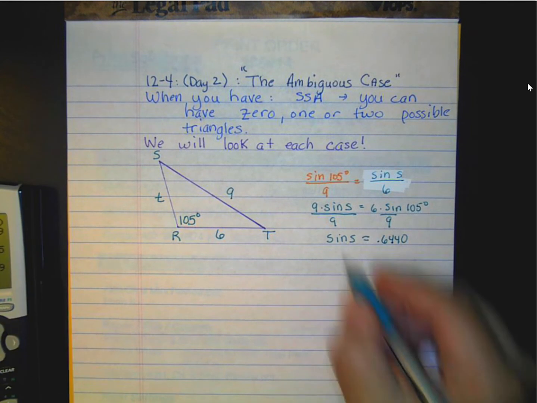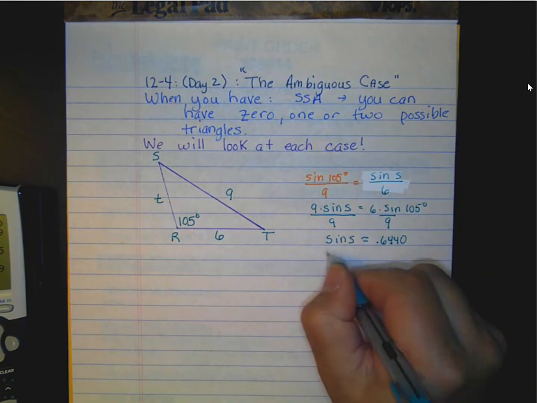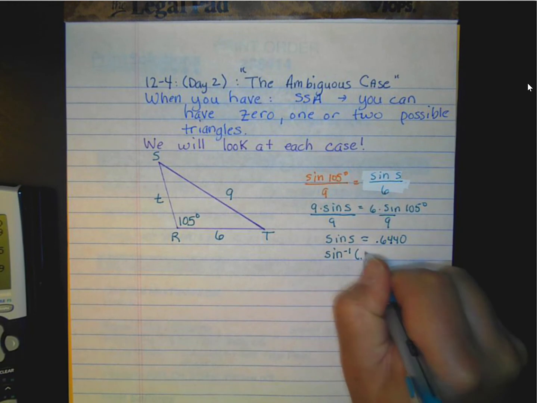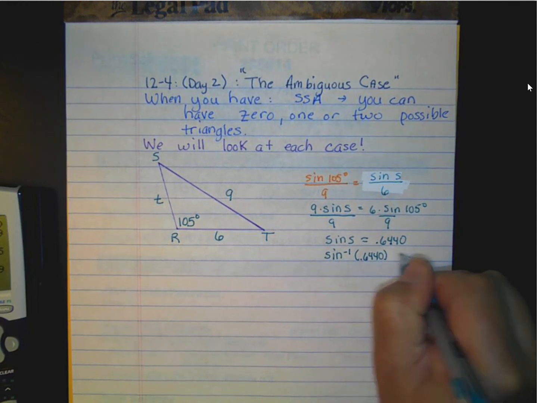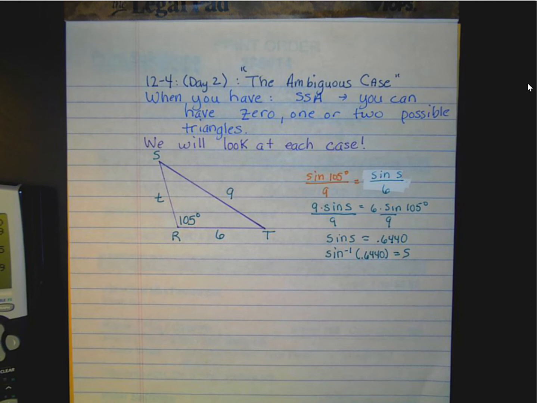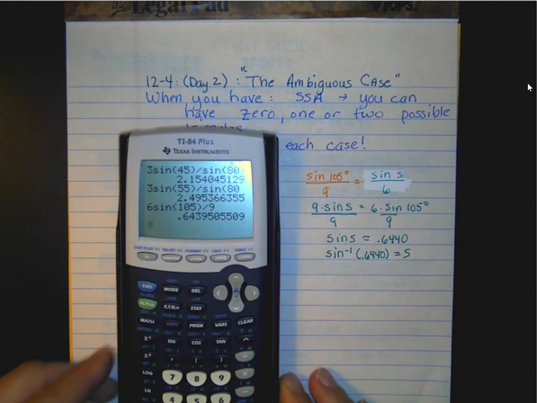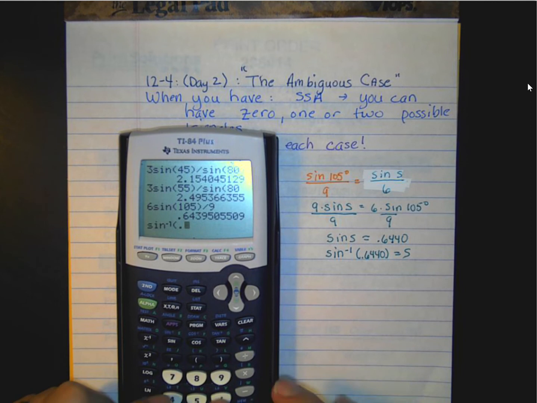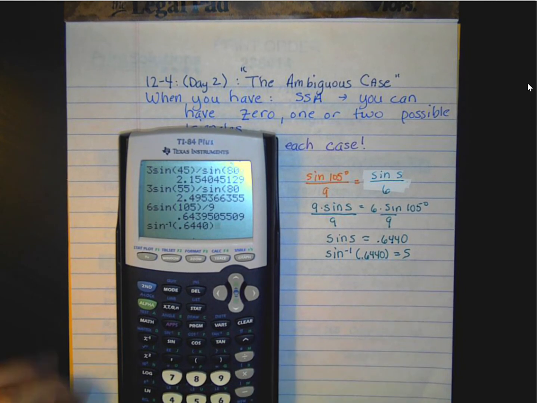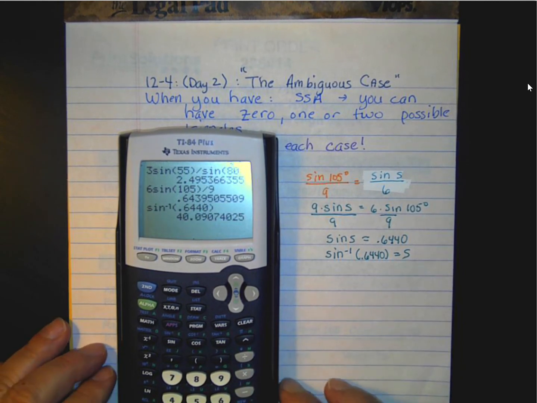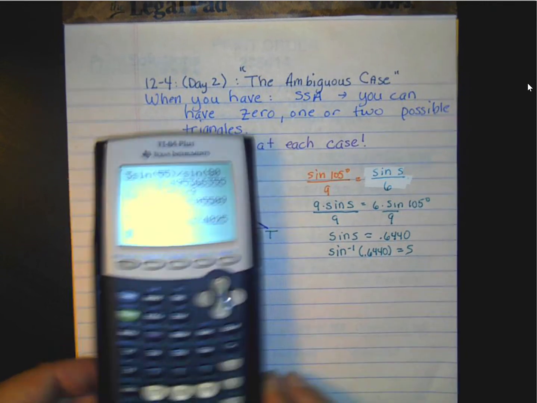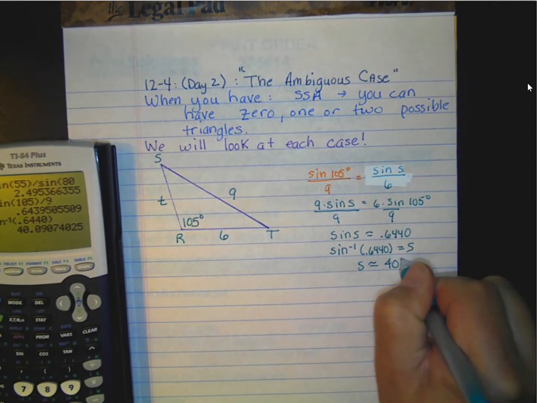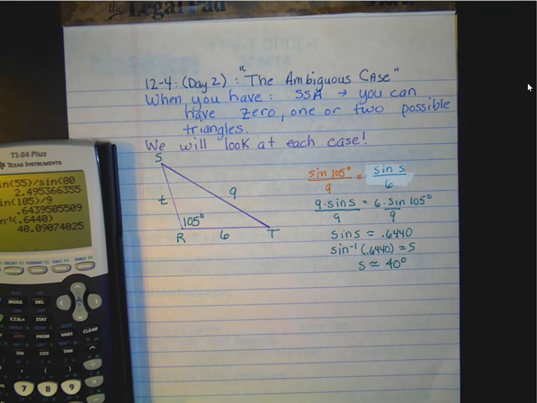So I know what the sine is. I need the angle, so I do sine inverse of 0.6440, and that is going to be s. When I do that, second sine of 0.6440, I get 40.09, so we're going to go with about 40 degrees. So S is approximately 40 degrees. Boom. So that's good, that means I got a triangle.